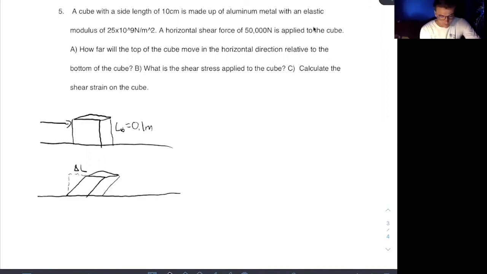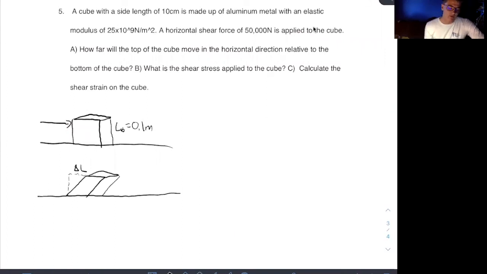What is the shear stress applied to the cube? Calculate the shear strain. Okay, so this is the diagram of what's happening. So we have a force of 50,000 newtons being applied to this cube, right? And the length, right? So one side of the cube is 0.1 meters or 10 centimeters, converted it.